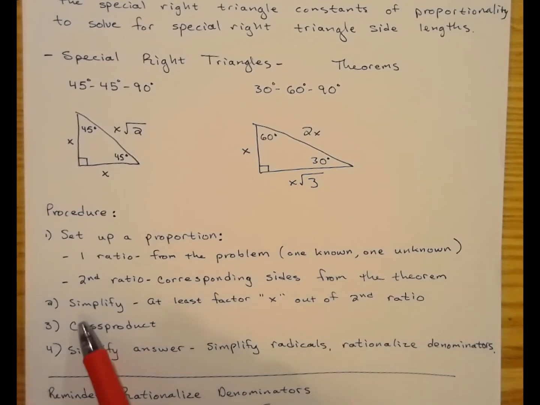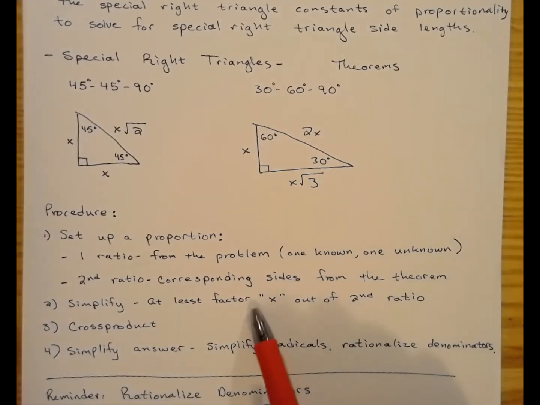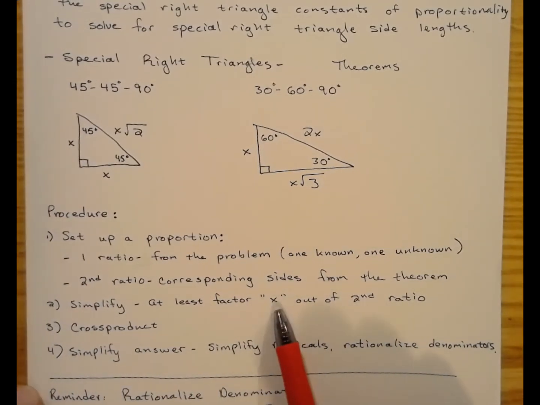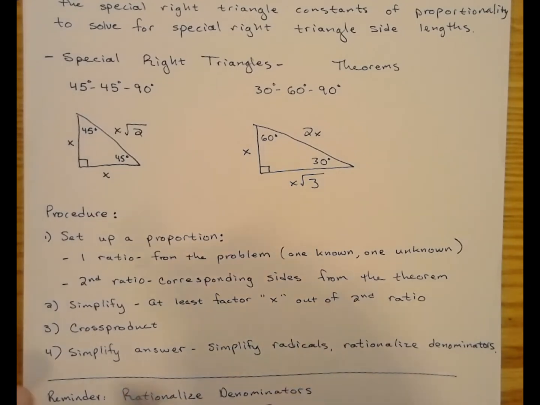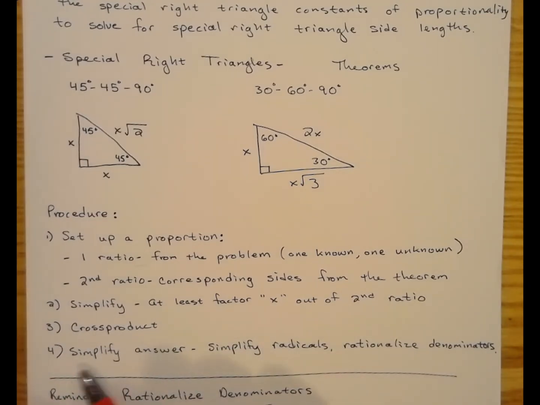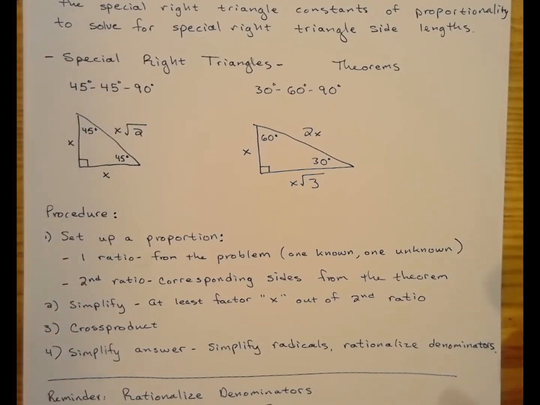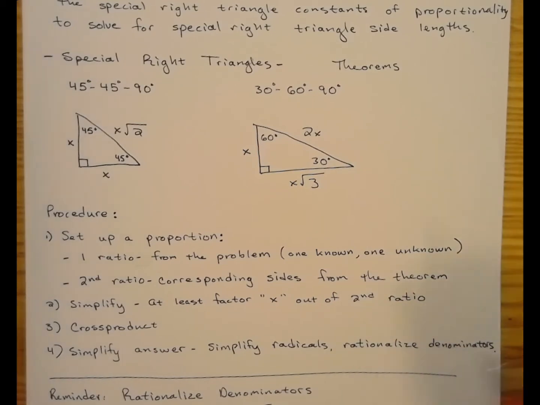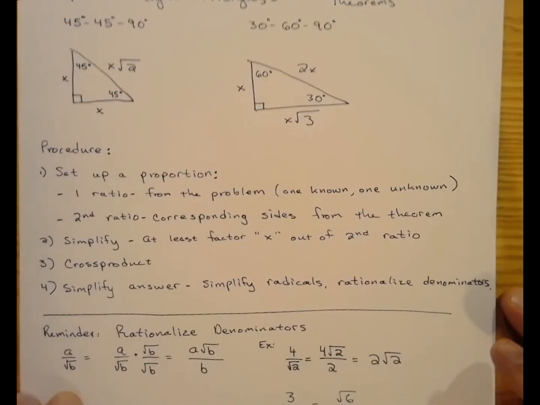All right, so after we simplify the proportion, there's a few things that we can do. At least take the x out. Sometimes there's even more you can do. We're going to take the cross product, and then we're going to simplify our answer. And a couple of things are going to show up from time to time. Simplifying radicals is going to show up a little bit. Rationalizing denominators is going to show up a little bit.